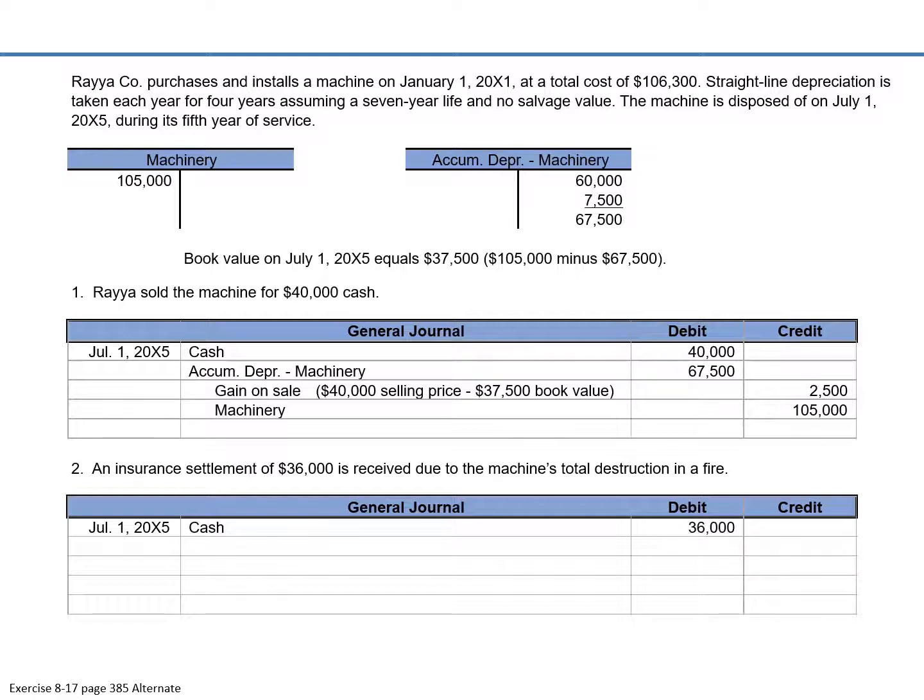All right, so we'll receive $36,000 cash from the insurance company. We'll remove our accumulated depreciation with a debit of $67,500. We'll remove our machinery with a credit of $105,000, and we'll record a loss from fire for the difference of $1,500.